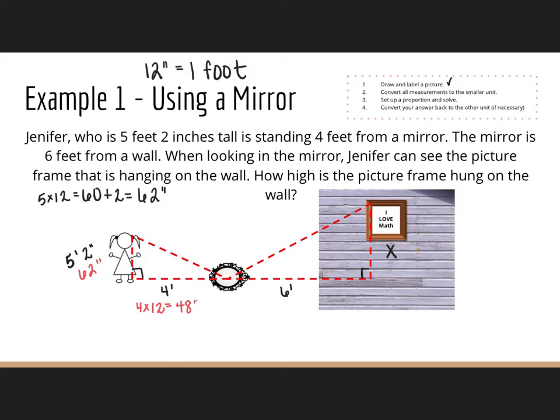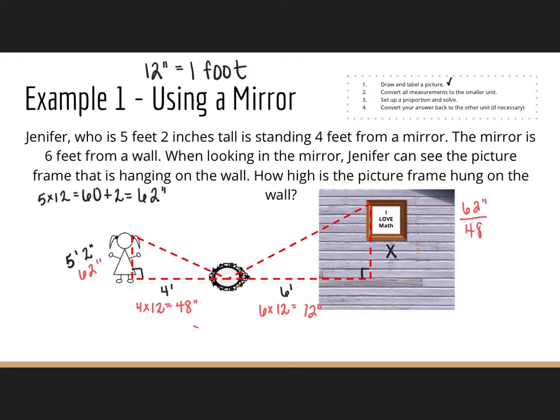48 inches. I need to convert this 6 feet, so 6 times 12 is 72 inches. Okay, so everything is in the smaller unit, and then you're going to just set up your proportion. So I'm going to do that over here. I'm going to put 62 inches over 48 inches.